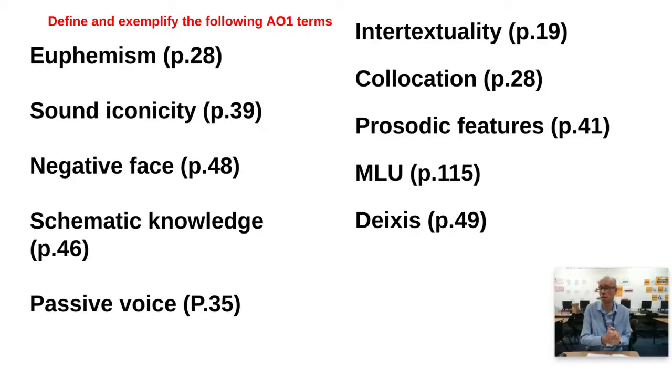Next one is prosodic features. Prosodic features is the kind of musicality of your speech. So it's the variations that you do in terms of volume and pitch and intonation and those sorts of things. And they are massively important to point out.